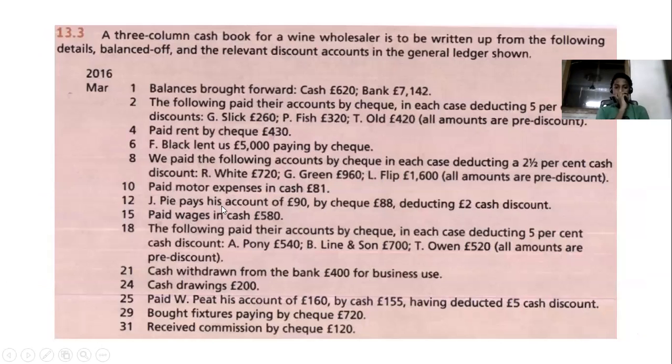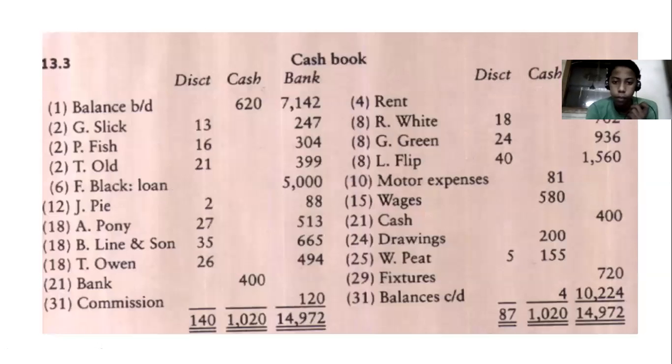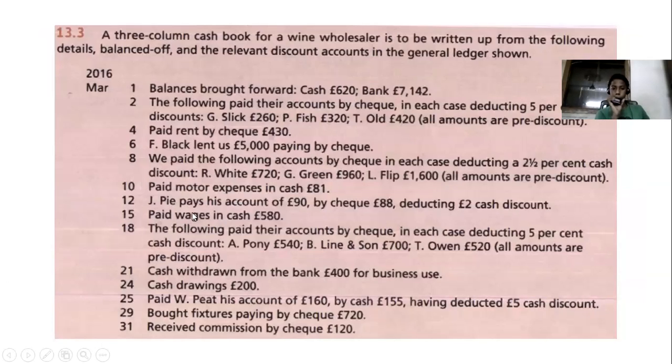Then J.B. pays his account of 90 by check, 88, deducting discount allowed to us. Now he is paying 90, and how much is he actually paying? 82. They have already calculated the discount. So what will you do? Will you write on the debit side or credit side? Anyone can tell me. Debit side. Very good, because here you are receiving the amount. You are receiving 88 and 2 discount, total 90. Now next is paid wages in cash. Again, debit or credit?